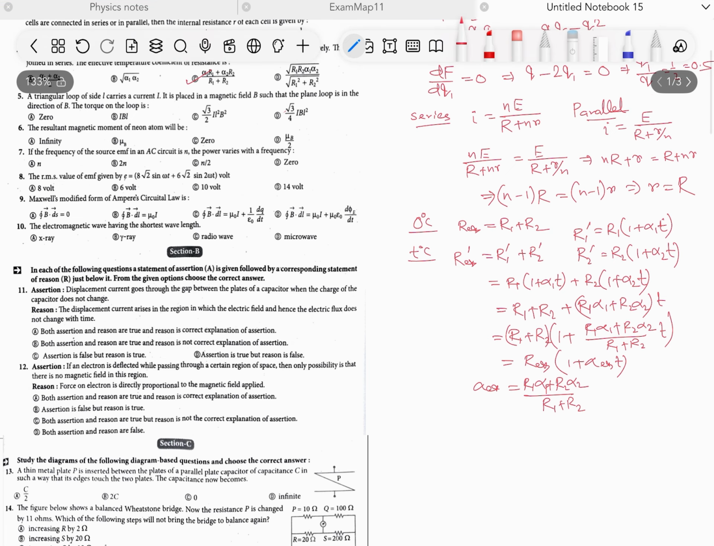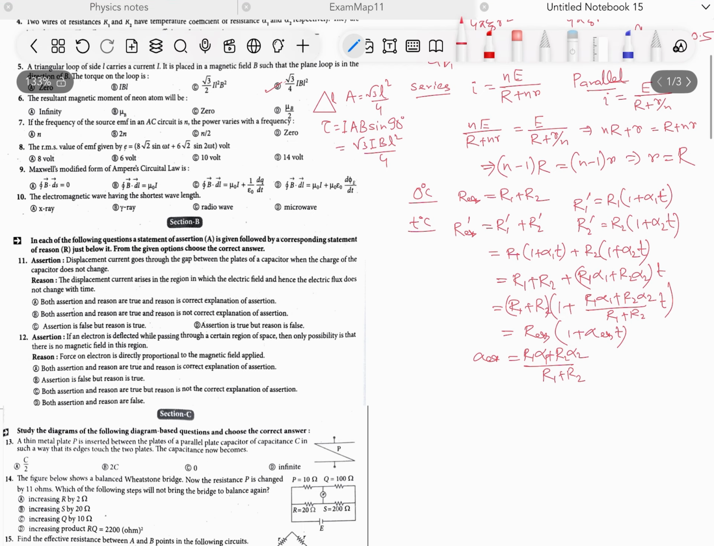Now question number 5. A triangular loop of side L carries a current I. It is placed in a magnetic field such that the plane of the loop is in the direction of B. Then the torque. So basically for a triangle of side L, the area is root 3 L square by 4. Then torque will be IAB sine 90. That means root 3 I B L square by 4 will be the right answer. So option D is the right answer.